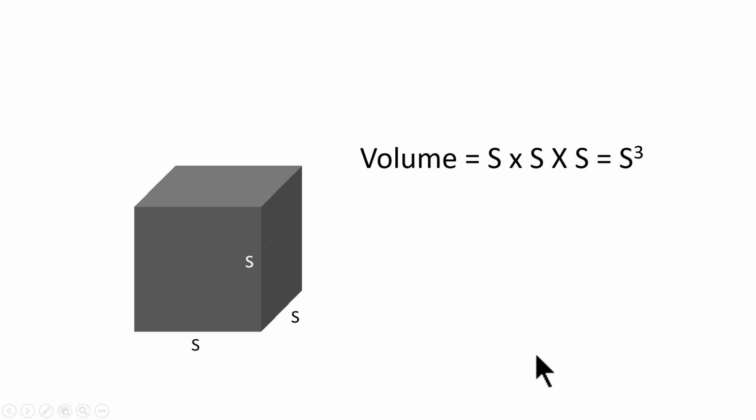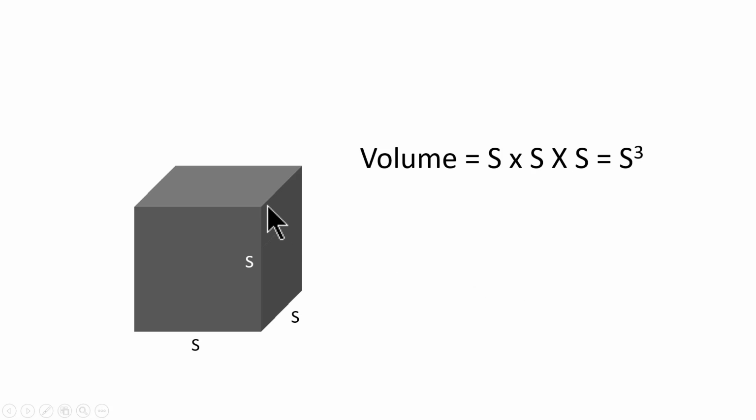First, let us take a cube. The length, the breadth, and the height of the cube is S. S is the side, and you know that the volume formula is length into breadth into height, which is S into S into S equals S cube.